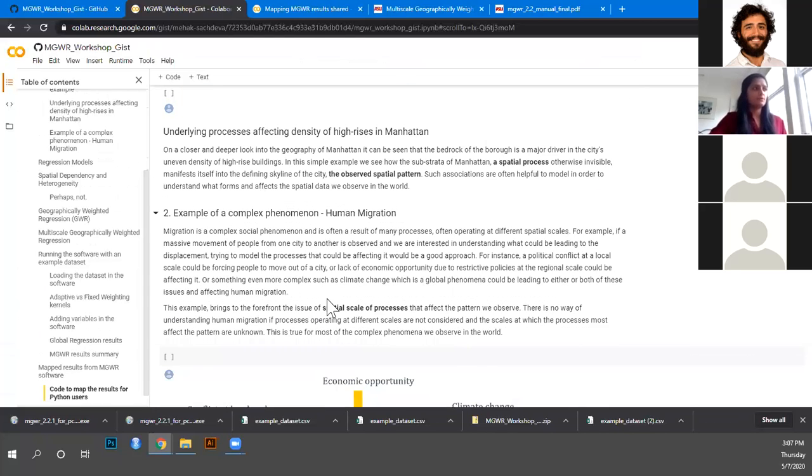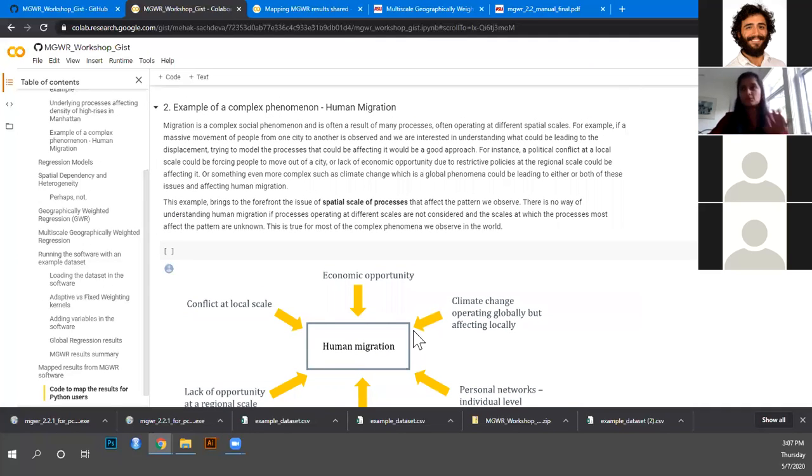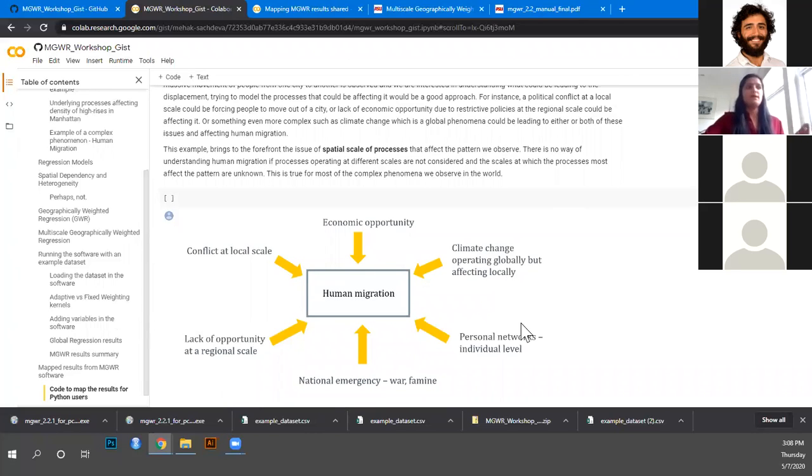Now, a more realistic example would be something like human migration. That's a social phenomenon, and that is something that we would want to actually study as researchers. There are many reasons that could be causing mass human migration between two cities, for example, and they could be working at different spatial scales. It could be a conflict at a local scale, which would be urging people to move from one city to the other, or it could be something as global as climate change that could be affecting water resources or land resources that people depend on, and they cannot anymore, so they have to move. So there are many of these processes, like economic opportunity, that could be affecting the pattern of human migration that we observe.